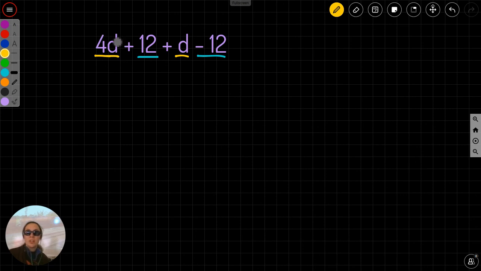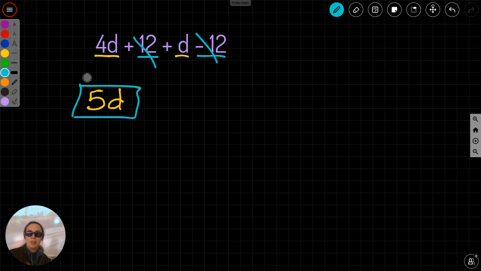We started with 4D, and then 4D, by the way, not 40, 4 times D, and then we added one more D. So we're going to have a total of 5D. And we started with 12, but then we got rid of 12. So what happens to our 12? Well, they kind of cancel each other out. So we're left with just 5D. These two things are equivalent. They are the same. And that is simplifying algebraic expressions.